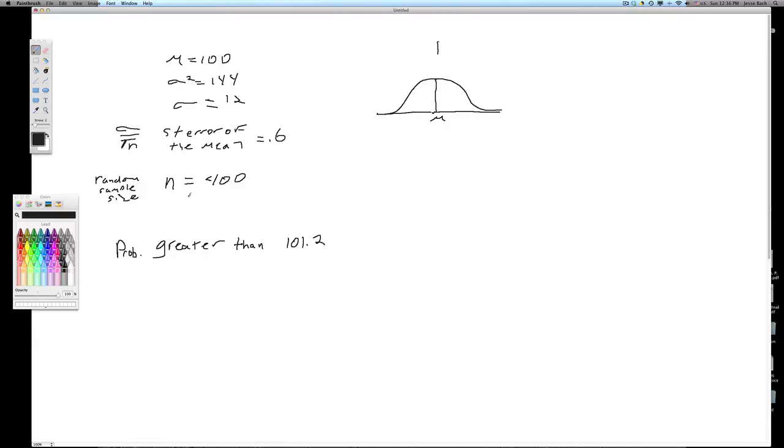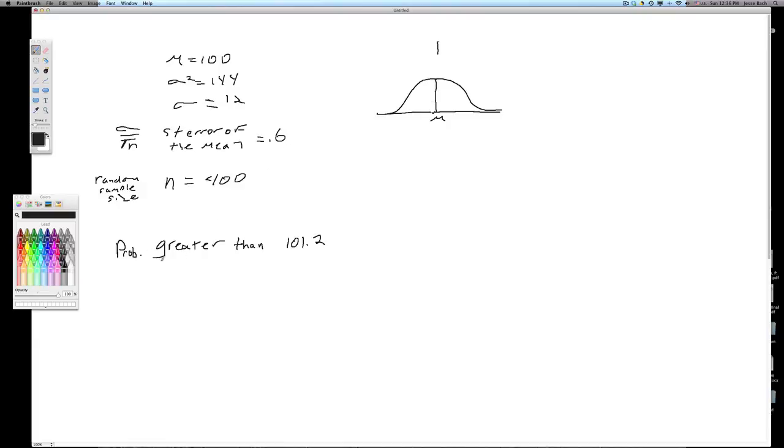Since we're working with a random sample size of 400, not a population, we had to figure out the standard error of the mean. Standard error of the mean is 0.6. We've got everything that we need right now to figure out our probabilities.